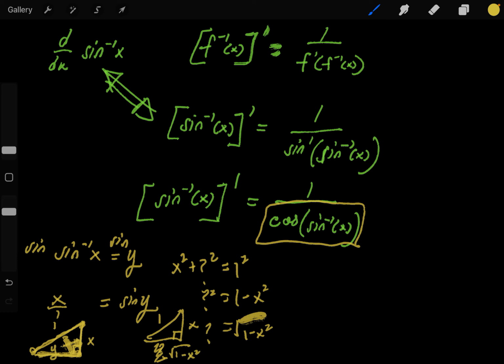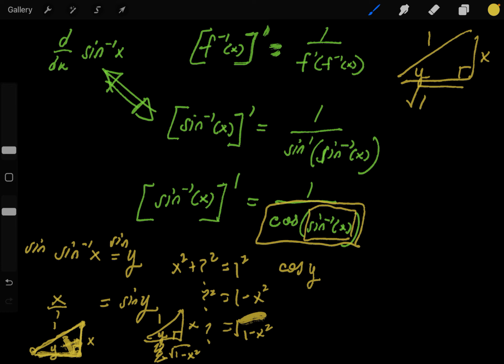Now, it's saying here sine inverse of x. But if I call sine inverse of x y, what I'm looking for is cosine of y. And I can use this triangle where y is right here. This is the same triangle that I'm drawing: y, and then it said x over 1, and that forced this side to be the square root of 1 minus x squared. Cosine of y is this side over 1, which is just the square root of 1 minus x squared.